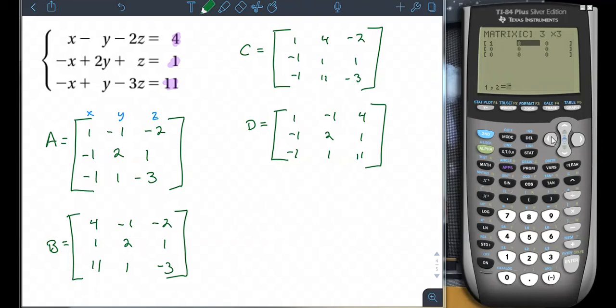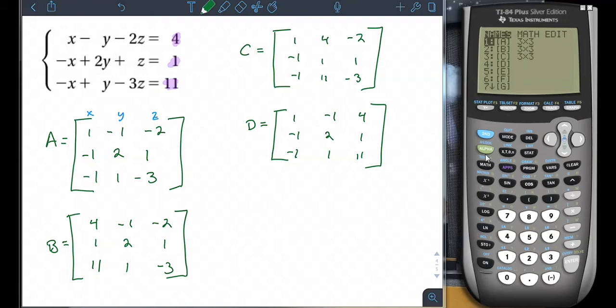So 4, negative 2, negative 1, 1, 1, negative 1, 11, negative 3. And the last one, I'm going to write the D.